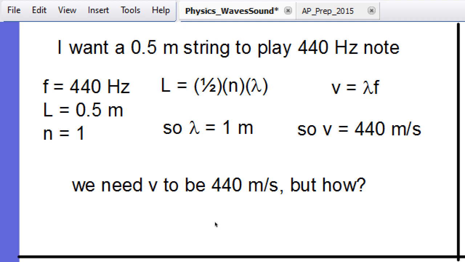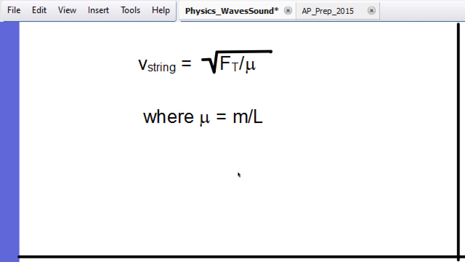But how do we do that? As instrument makers, how do we make a string have a speed of 440 meters per second? Well, we got this nifty equation where the speed of a wave on a string is equal to the square root of the tension force divided by the linear density. Don't worry about it. Linear density is the total mass of the string divided by the total length of the string. So, we're just going to do this in parts.